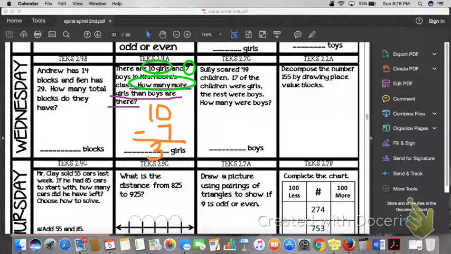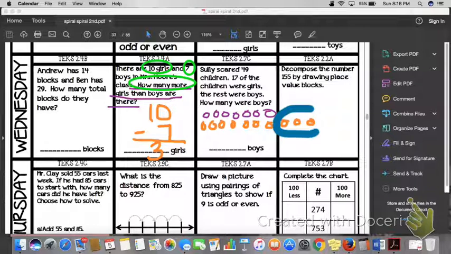And you can even draw a picture, guys. I'm going to use purple for boys and orange for girls. There's 7 boys, 1, 2, 3, 4, 5, 6, 7, and 10 girls. 1, 2, 3, 4, 5, 6, 7, 8, 9, 10. Do you see this right here? There's 3 more girls than there are boys.